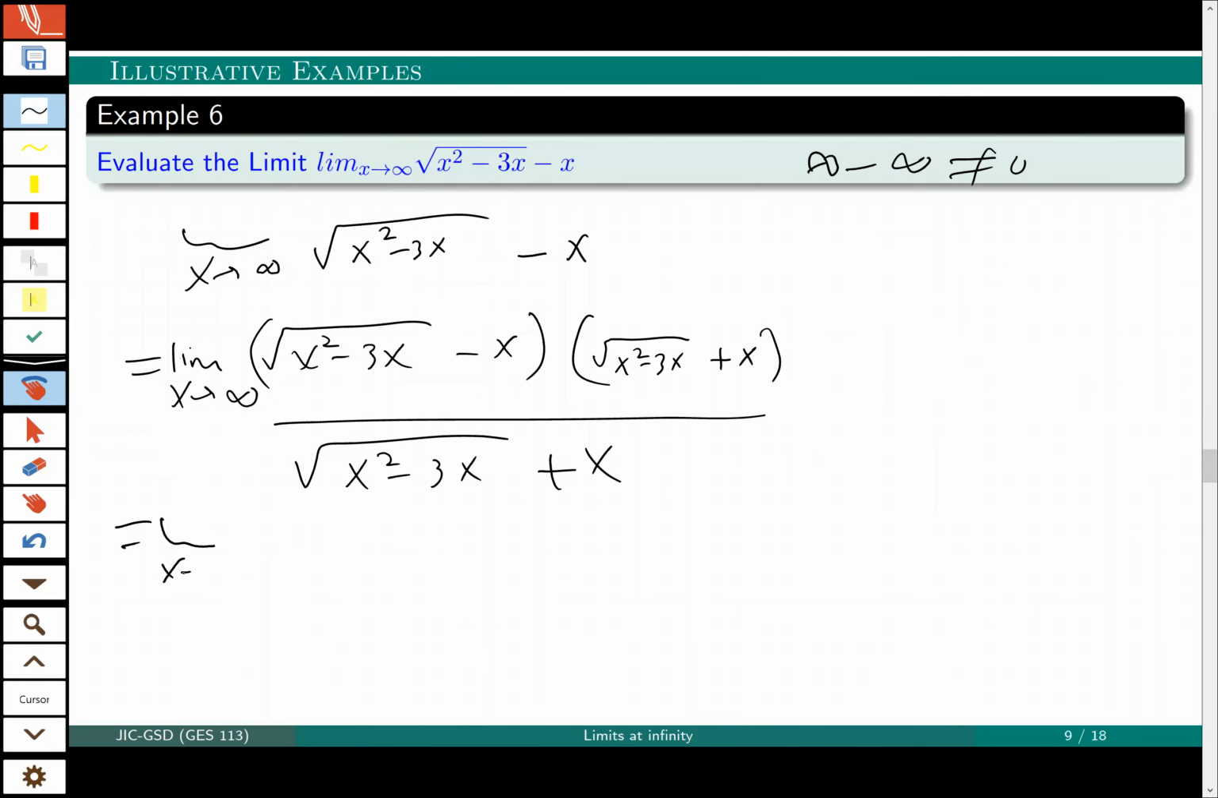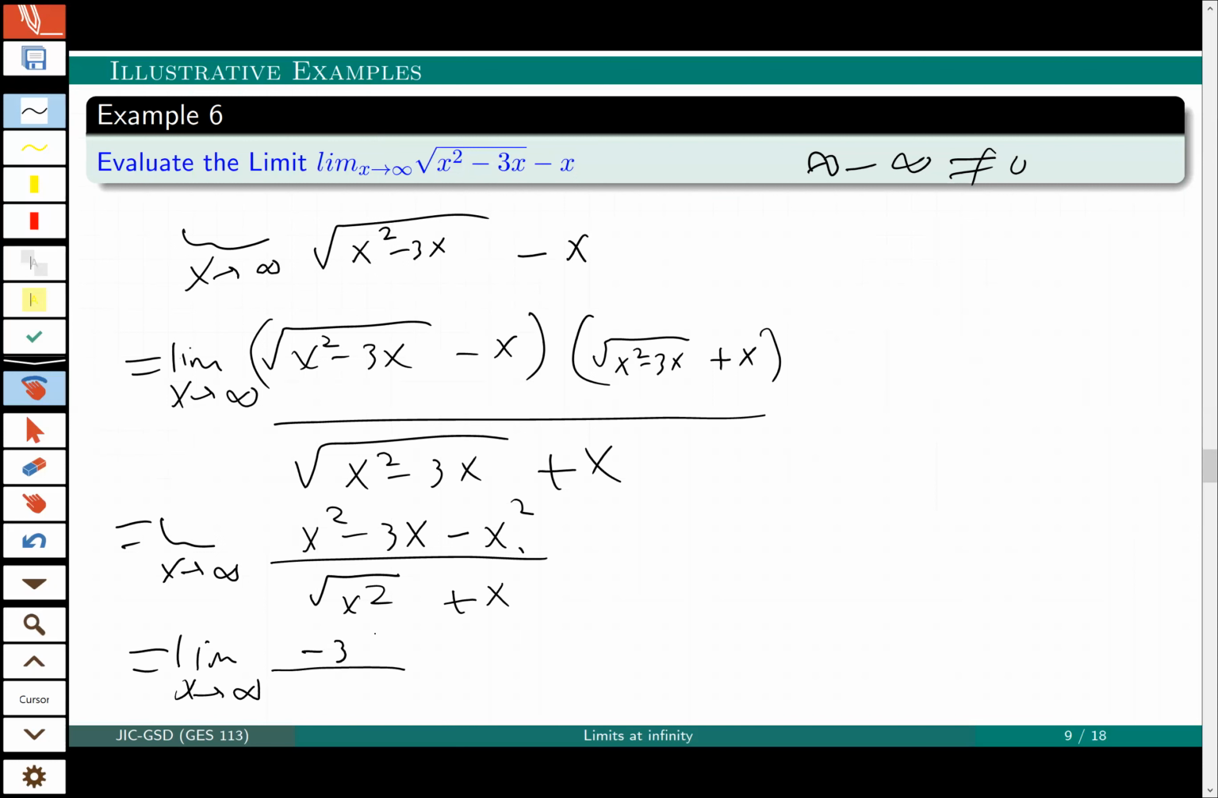When I multiply by the conjugate, what will happen? Square of the first is x squared minus 3x, minus square of the second, which is x squared. We take only the largest power here, which is x squared, plus x. So that will be the limit when x goes to infinity, minus 3x here, absolute value of x, plus x. At infinity, we know absolute value of x will be x if x is positive. And we have it plus infinity, so it will be positive.